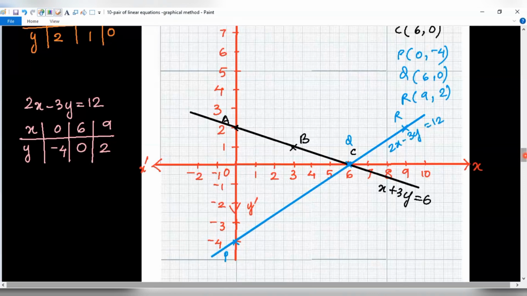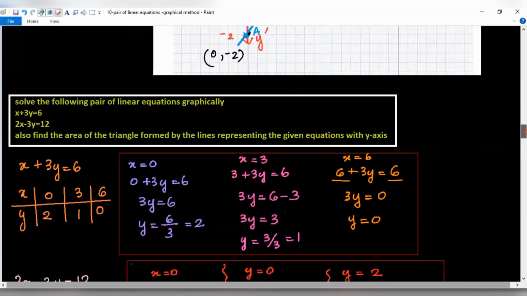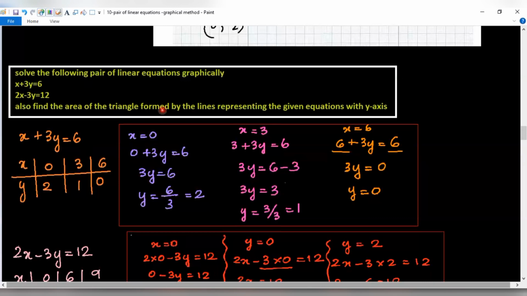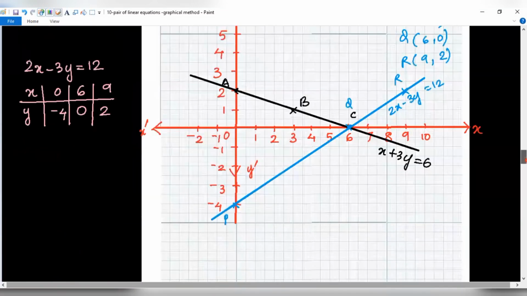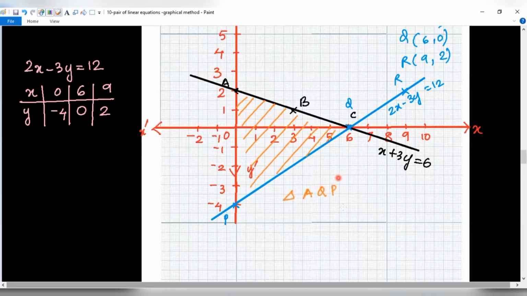Now, one more part was there for the question. Also find the area of the triangle formed by the lines representing the given equations with y-axis. Okay, with y-axis. See, we have a triangle over there. This with y-axis means this is the required triangle. So triangle AQP is the required triangle. We have to find out the area.